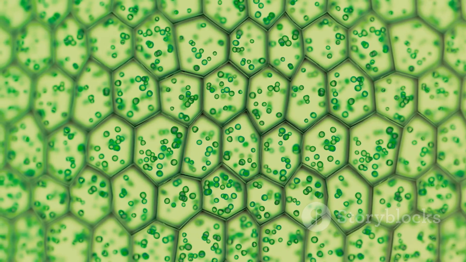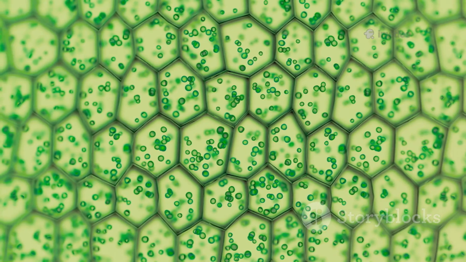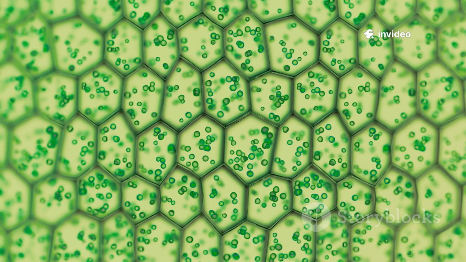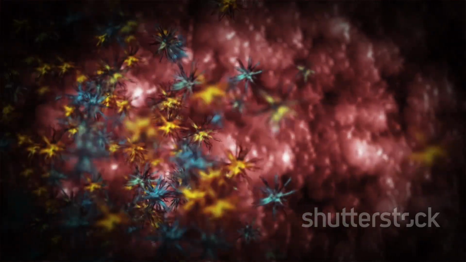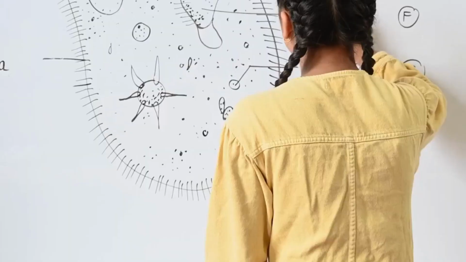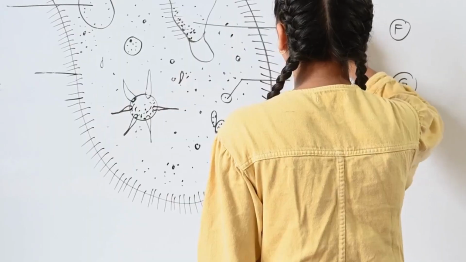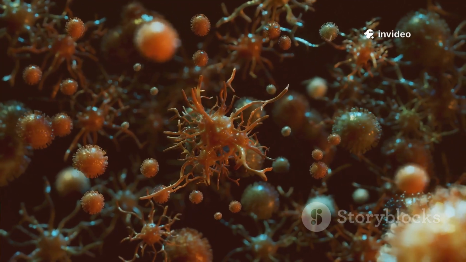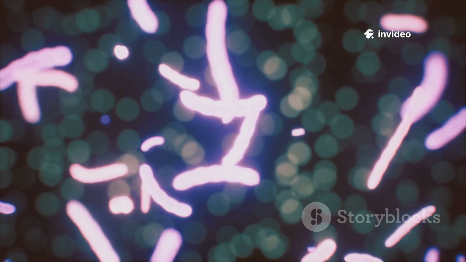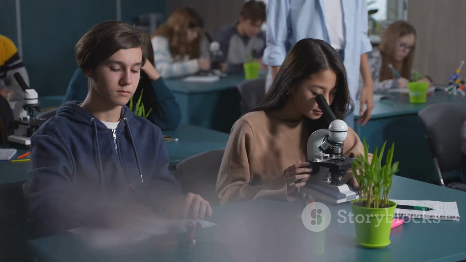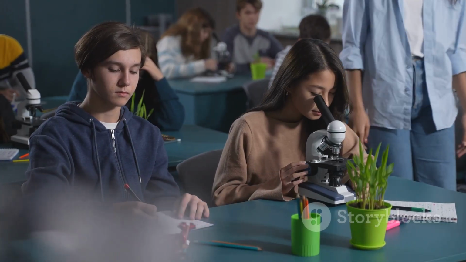Two German scientists, Schleiden and Schwann, in the 1800s, said all plants and animals are made of cells. Then Rudolf Virchow added, omnis cellula e cellula. Every cell comes from another cell. So, modern cell theory says, all living things are made of cells. The cell is the basic unit of life, and all cells arise from pre-existing cells. This totally changed the way we study biology.